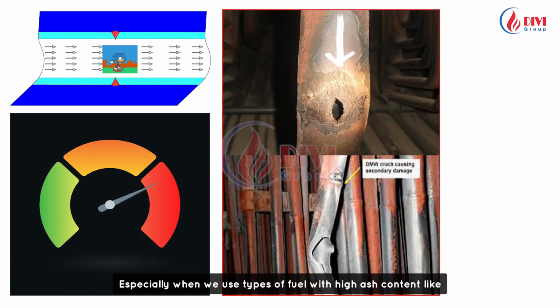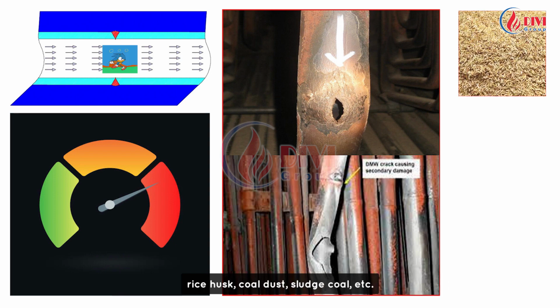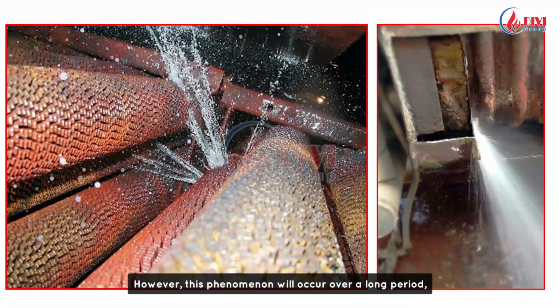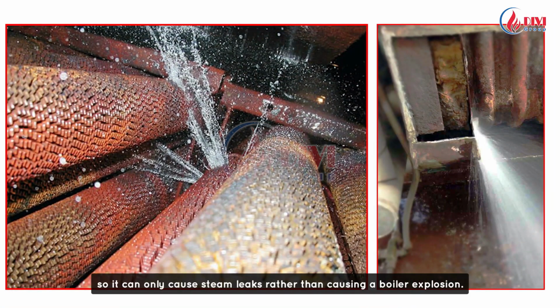Especially when we use types of fuel with high ash content like rice husk, coal dust, sludge coal, etc. However, this phenomenon will occur over a long period, so it can only cause steam leaks rather than causing a boiler explosion.